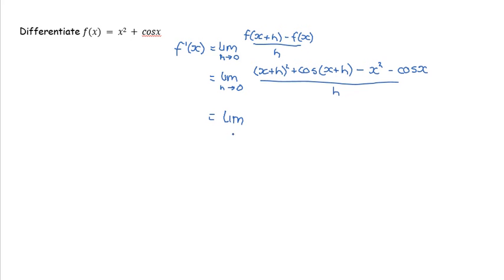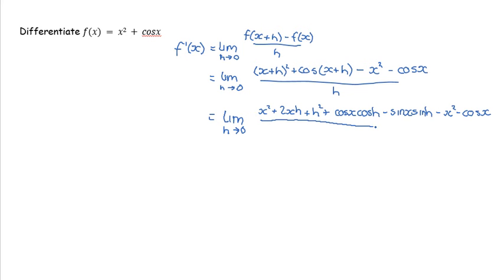Continuing down, so that's a limit as h tends towards 0. I'm going to expand this bracket, and I'm going to expand this addition using our addition formula for this trig function. So we end up with x squared plus 2xh plus h squared. And then if we use our addition formula, we get plus cos x cos h minus sin x sin h, minus x squared, minus cos x. And you'll see straight away, like what happened previously in the other examples, our x squared term is just going to cancel itself out. And this is all over h. I might start using a ruler for that bit.